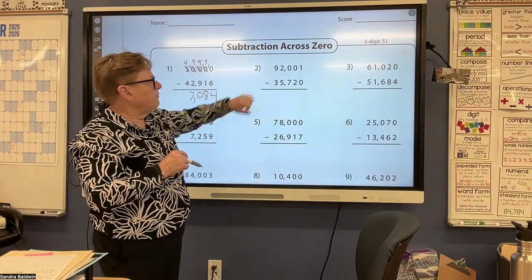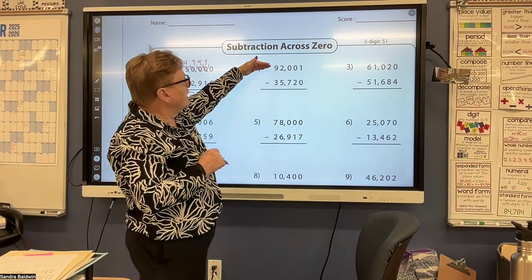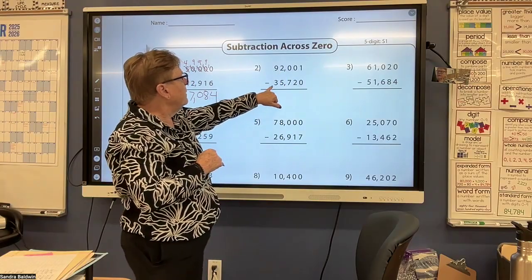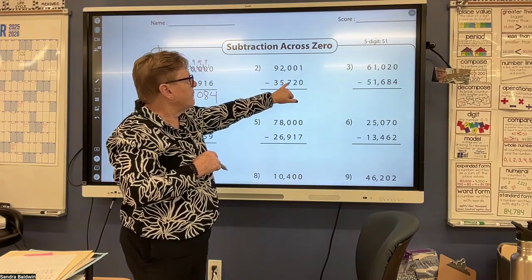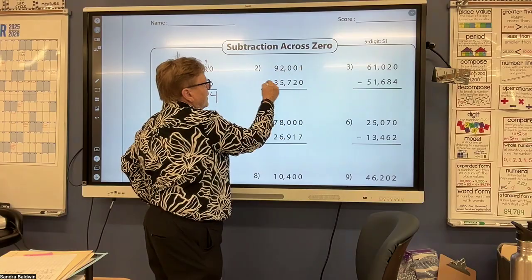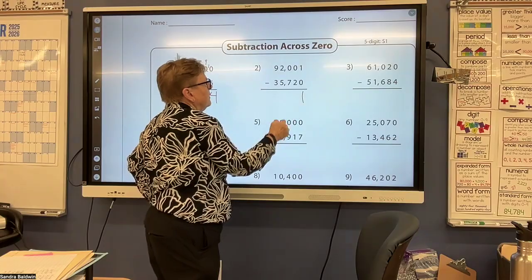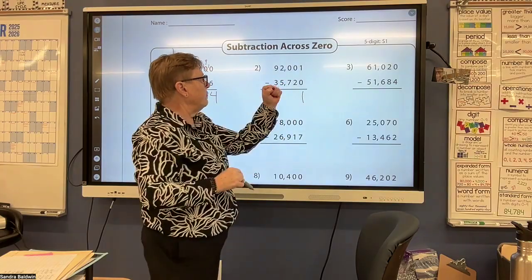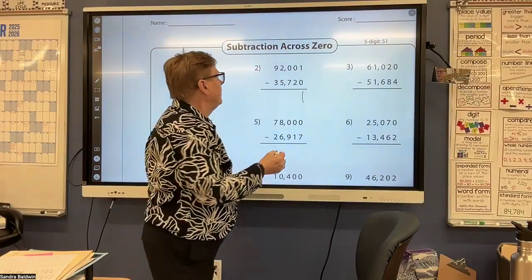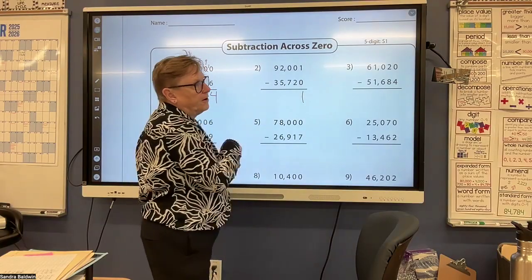With number 2, if I look at the ones place, my minuend is 92,001. My subtrahend is 35,720. I can subtract more on the top. 1 minus 0, this number is bigger. I just subtract. 1 minus 0 equals 1. 0 minus 2, if I have 0, I cannot take 2 from that. I have to regroup. So I'll go next door. Well, it's also a 0. I've got to go further.